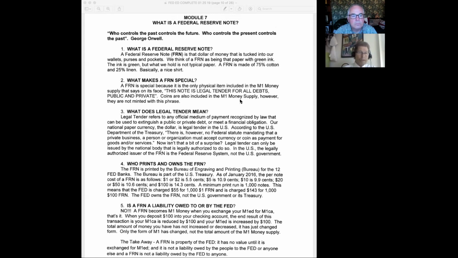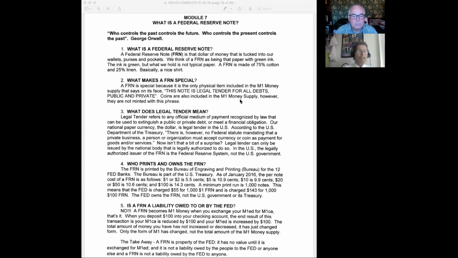Federal Reserve note. I use the abbreviation in my writing, FRN. Now, one of the things that's interesting about the Federal Reserve note is that on its face it says, this note is legal tender for all debts, public and private. We think, and I used to think, I knew what that meant. After a little study, I found out, no, I didn't know what it means. You go onto the Fed's website, which I did, and there is a note that says, there is, however, no federal statute mandating that a private business, a person, or organization must accept currency or coin as payment for goods and or services.